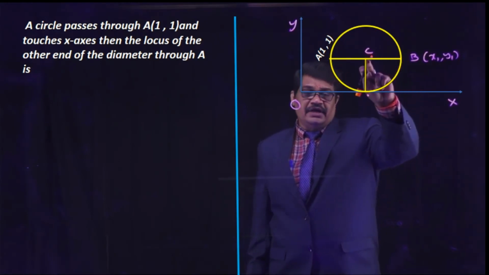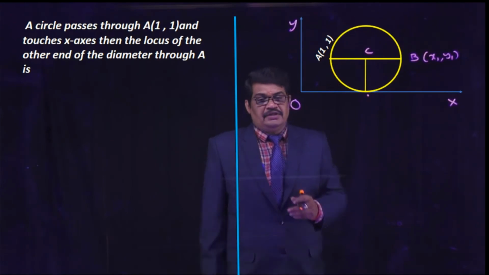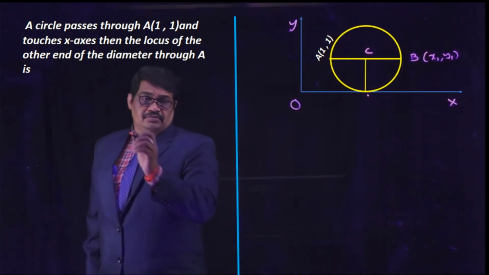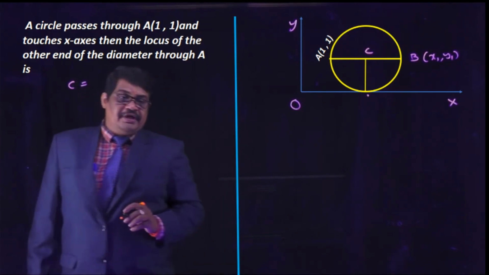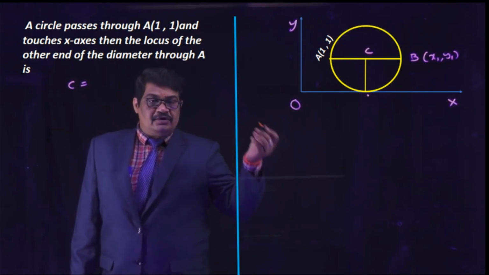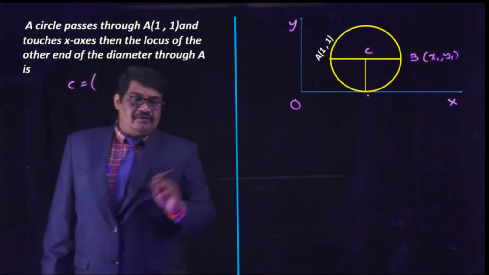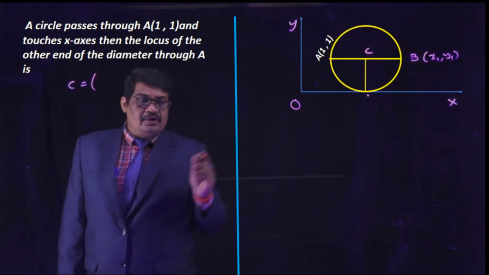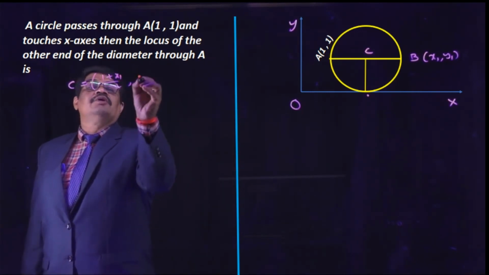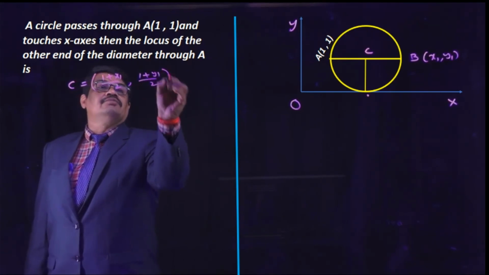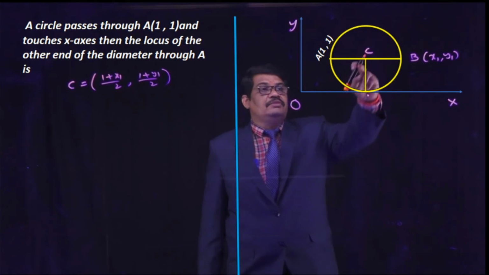So what is the center? The center is the midpoint of the diameter. Now we are writing the diameter midpoint, that is the center. So see the solution. Here the center is the midpoint of AB. A is (1, 1) and B is (x1, y1), so the midpoint is (1 plus x1) by 2 and (1 plus y1) by 2. This is the coordinates of the center.